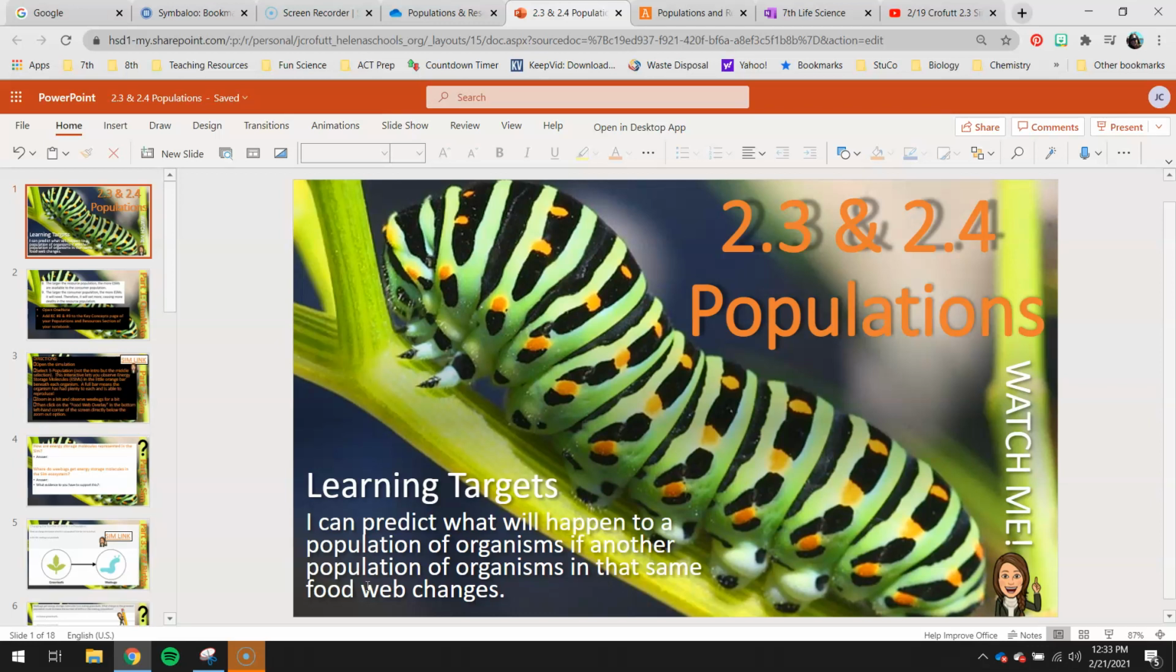Your learning target for today then is: I can predict what will happen to a population of organisms if another population of organisms in the same food web changes. So again, we'll be using that simulation where we're looking at 3 populations, wee bugs, furbills, and green leaves, and how they relate to each other.